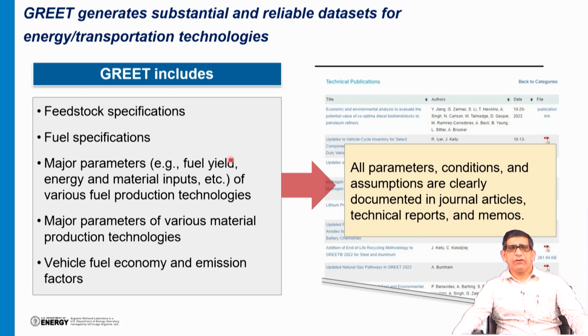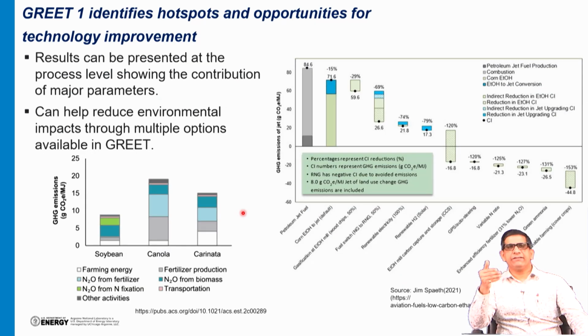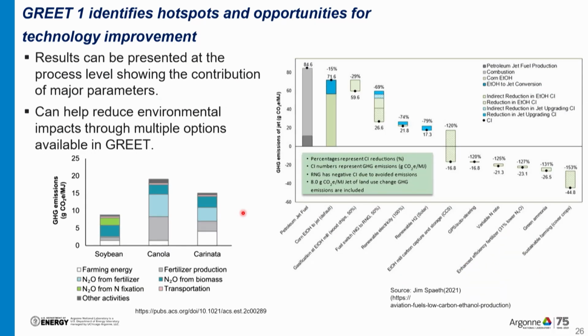As mentioned earlier as well, GREET generates substantial, reliable data sets for all the energy and transport technologies, and a good thing about it is the transparency. All the information has been made available on the website: feedstock specification, fuel, major parameters of various materials, vehicle fuel economy. All parameters, conditions and assumptions are clearly documented in the form of technical reports, memos and journal articles, and that helps in adapting this to other countries. It also identifies hotspots and opportunities for technology improvement.